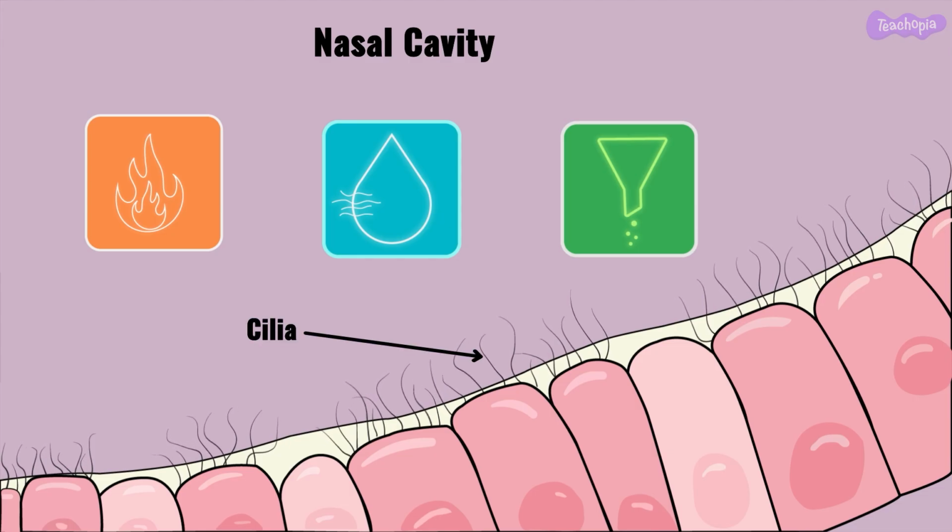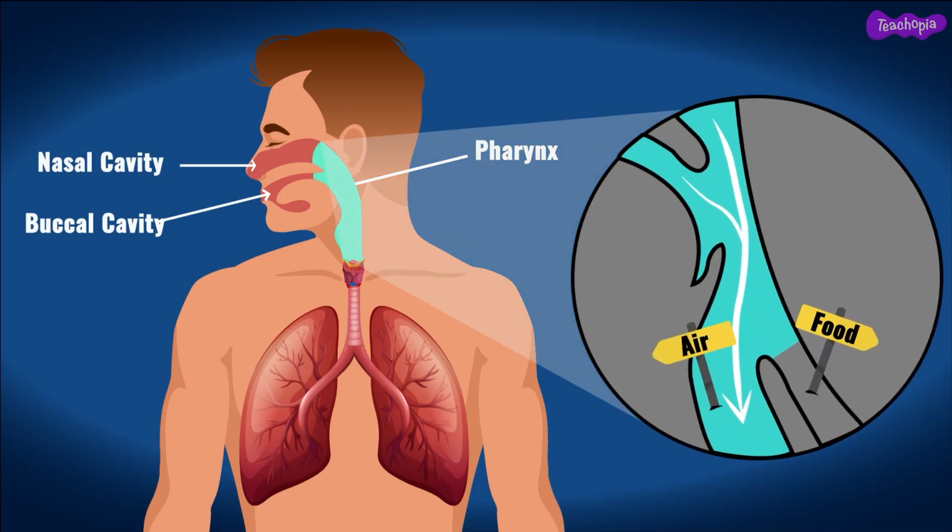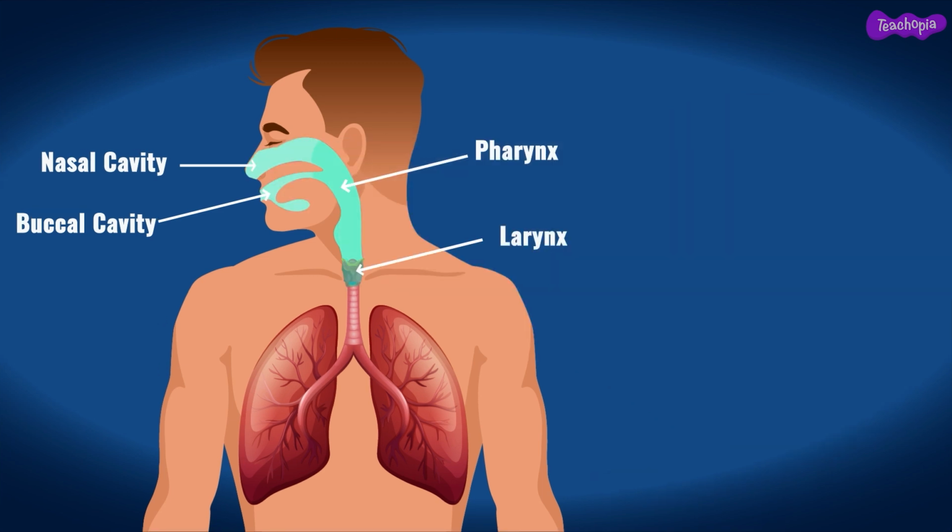Microscopic cilia are tiny hair-like structures present in the nasal cavity. Now, there is the pharynx. It is the junction for both food and air to pass through. From the pharynx, we go to the larynx, often called the voice box, and then there is a trachea. Here, we must remember that food travels through the esophagus and not the trachea.